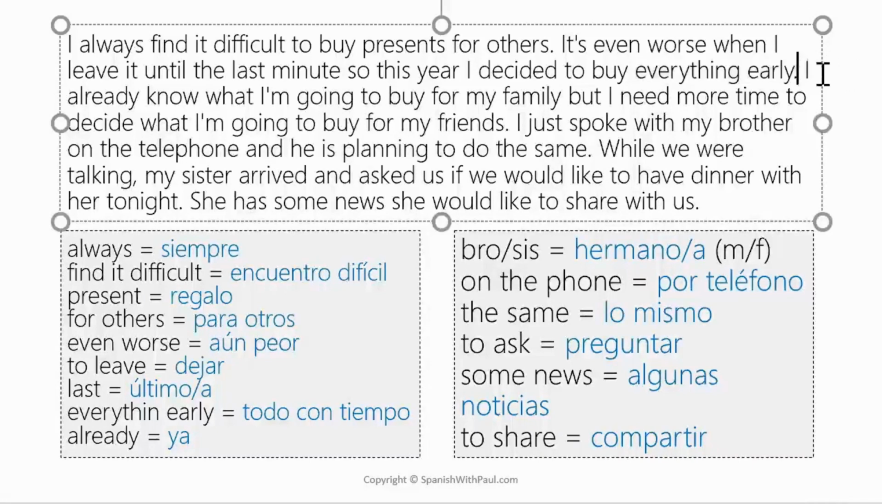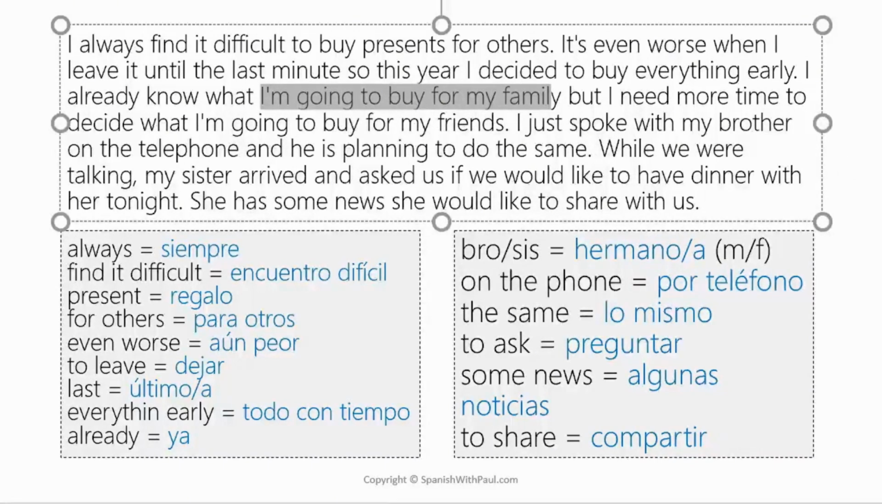Next we have I already know. So I know is sé, but the word already comes at the front of the sentence. So ya sé, already I know what I'm going to buy for my family. Now this what carries the meaning of the thing that I'm going to buy for my family. So we're going to use lo que. You can see the same lessons repeating themselves through the translations. So ya sé lo que voy a comprar para mi familia.